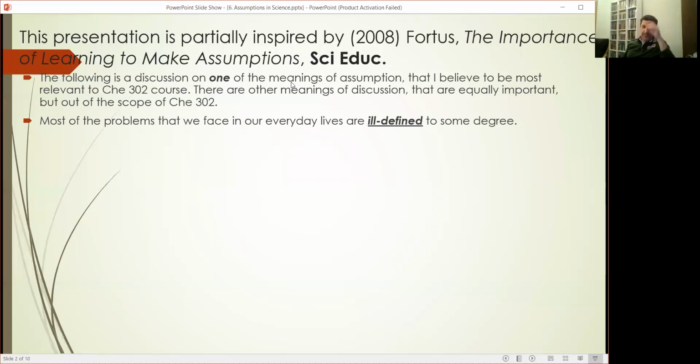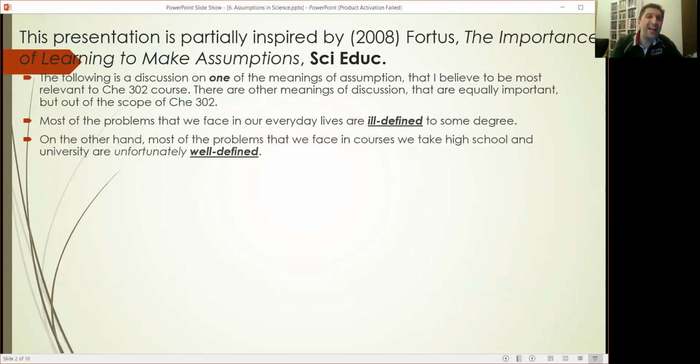So, to talk about the concept of assumptions, I should make a distinction between two kinds of problems. The first one is the ill-defined problems in our real life. What do I mean by ill-defined problems? Maybe it's easier to explain well-defined problems first. Usually, exams that we take in high school and university, most of the questions in midterm and final exams, even most of the projects, unfortunately, are well-defined problems.